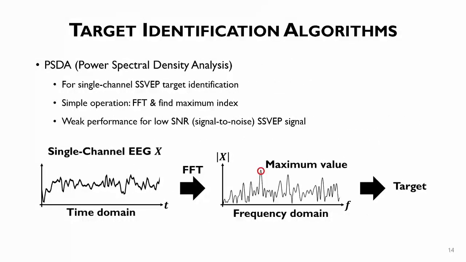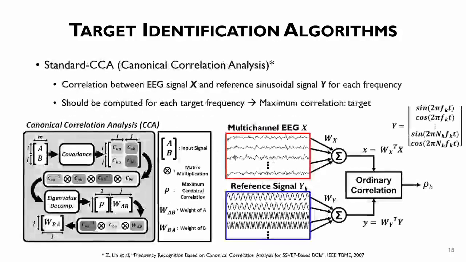So we listed up the 3 conventional target identification algorithms to select the baseline algorithm for this research. The first candidate is power spectral density analysis. It works for only single channel SSVEP by simple operations such as fast Fourier transform and finding the maximum index. Although it has simple operations, currently it is not so popular due to the weak performance for the low SNR SSVEP signal. And the second candidate is Canonical Correlation Analysis, shortly CCA.